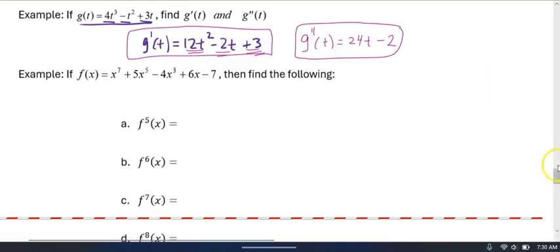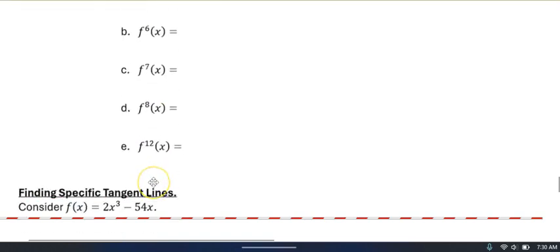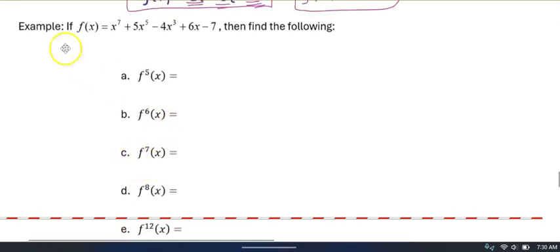All right, so here's a few for you to play with. This is a 7th degree polynomial. It says find the following. What is the 5th derivative? What is the 6th derivative? 7th derivative? 8th derivative? And then a challenge of the 12th derivative. Why don't you pause the video and try those?